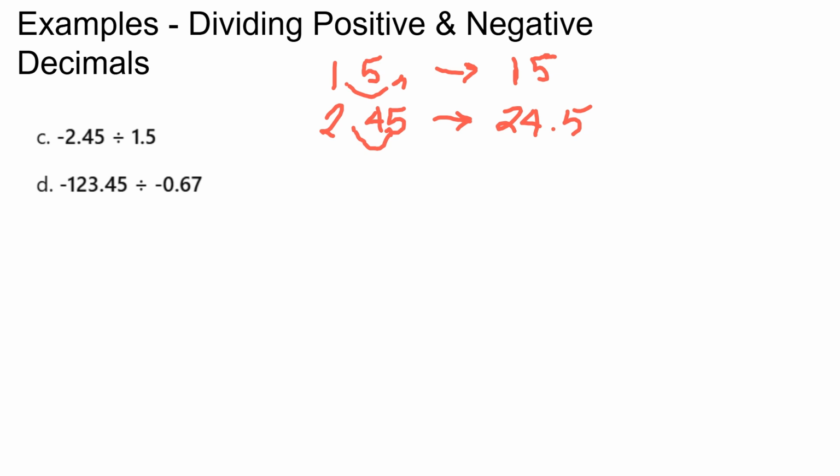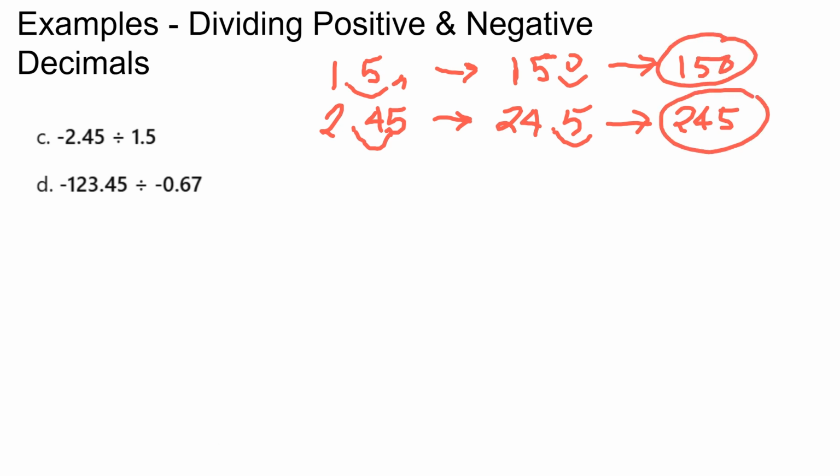I still need to move the decimal point in my dividend, so to the right again, one. That would be 245. If I move the decimal point in my dividend, I have to move the decimal point in my divisor too. So that would be 150. You see, both of them now are whole numbers, 150 and 245. Now we will perform long division.